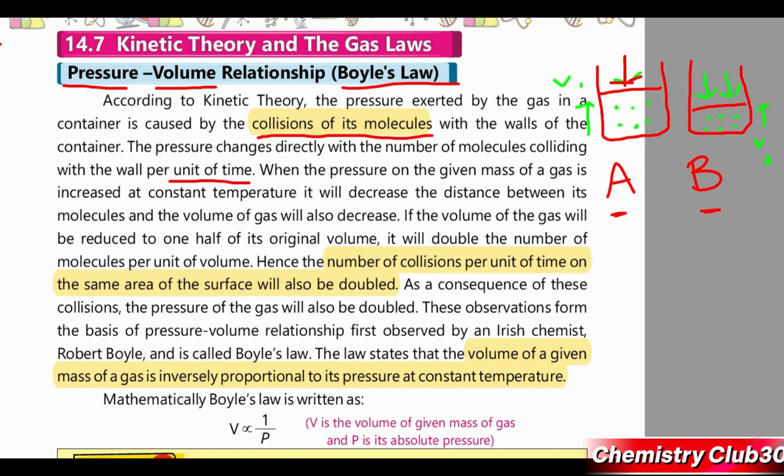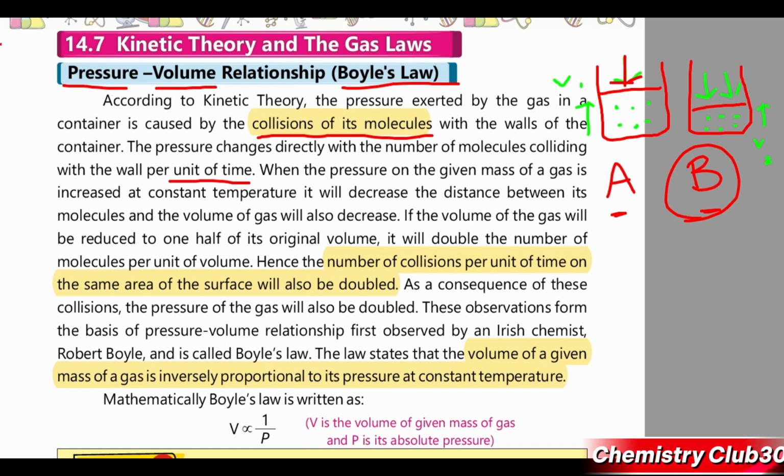And if we double the pressure or increase the pressure, then the distance between the molecules is decreased and new volume is V2. Now molecules will have to travel less distance to collide with the walls of the container, so their collisions will be increased in the container B, in vessel B. And here, when pressure is increased, volume is decreased. That is the relationship which was presented by Boyle's law.